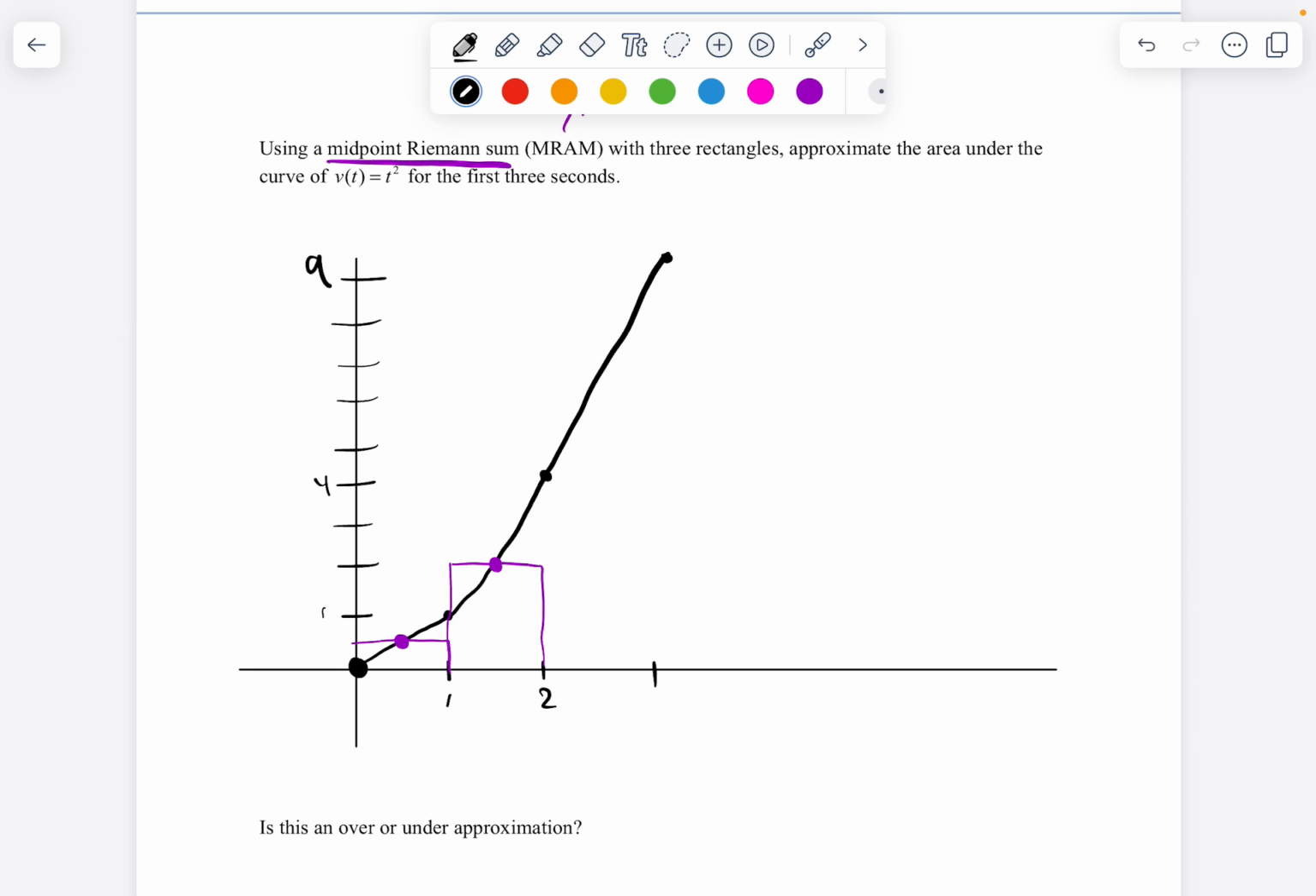And between 2 and 3, that midpoint is going to be here, and it's going to pass through. So this is kind of good and kind of bad, because even though it underestimates, it then overestimates over here. And because it underestimated this part, it overestimated this part. So it's a little bit better.